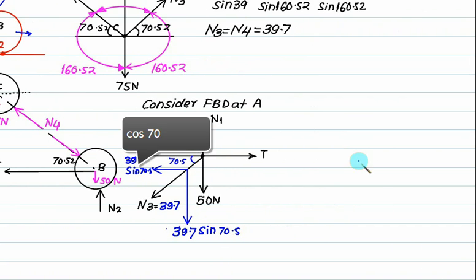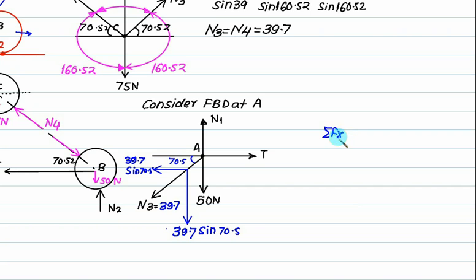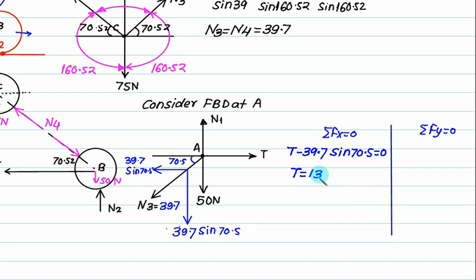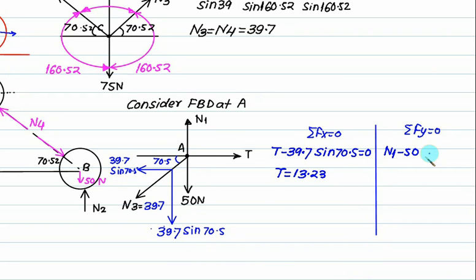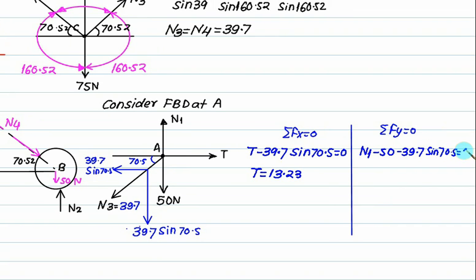Okay, our procedure is to divide the page into two parts: one is sigma Fx equals 0 and one is sigma Fy equals 0, and solve the equations. In Fx we have T minus 39.7 into sine of 70.5. We can very well find out T, which is 13.23. And one equation we can apply along y: N1 minus 50 minus 39.7 cos 70.5. Correct answer is 87.5.